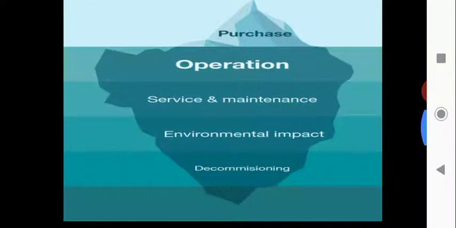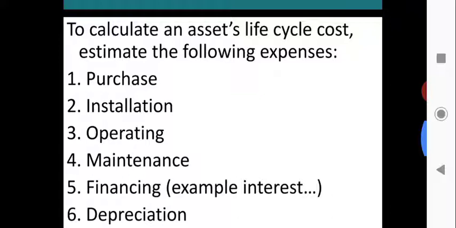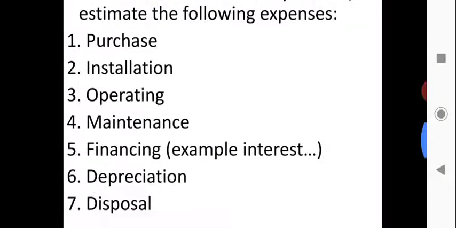So, see the purchase cost, next the operation cost, service and maintenance cost, environmental impact, and decommissioning. So the purchase is only the tip of the iceberg. In the bottom you have lots of costs involved in that equipment. To calculate an asset's life cost, estimate the following expenses: purchase, installation, operating, maintenance, financing.